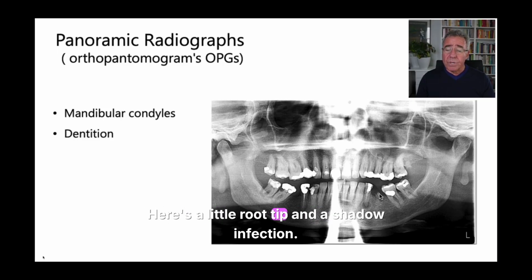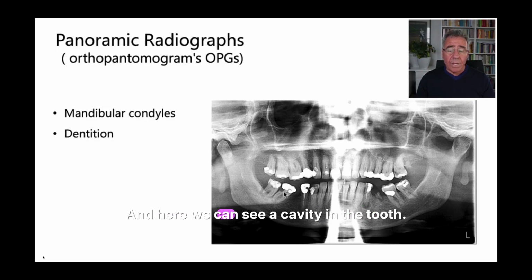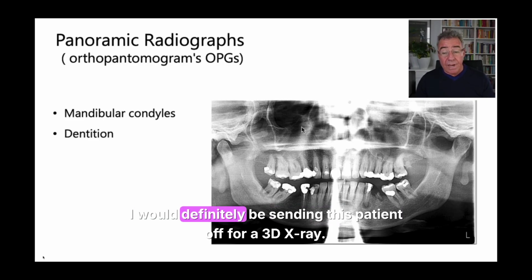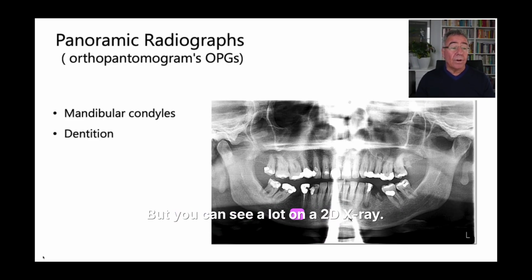Here's a little root tip and a shadow, infection. Here's a shadow at the tip of that root, infection. Here, this tooth is almost swimming in infection. And here we can see a cavity in the tooth. So we can get a lot of information from this. It's a great screening. I would definitely be sending this patient off for a 3D X-ray. But you can see a lot on a 2D X-ray.